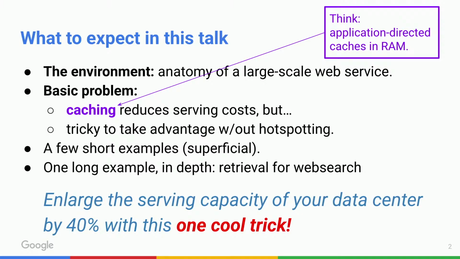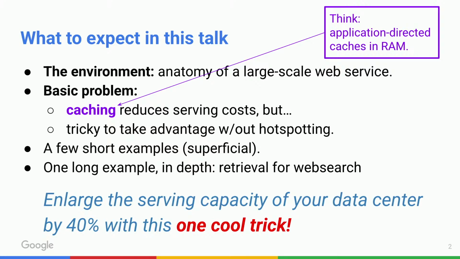OK, so what to expect in this talk? I'm not going to assume that each of you has been working at Google for 12 years. So I'm going to start by just talking about the anatomy of a large-scale web service, and maybe old hat to some of you, but I suspect it's new to some. And then we're going to talk about caching and load balancing, right? So the basic problem is caching reduces serving costs, but it's really tricky to take advantage of it without hotspotting and creating overloads on some of your servers.